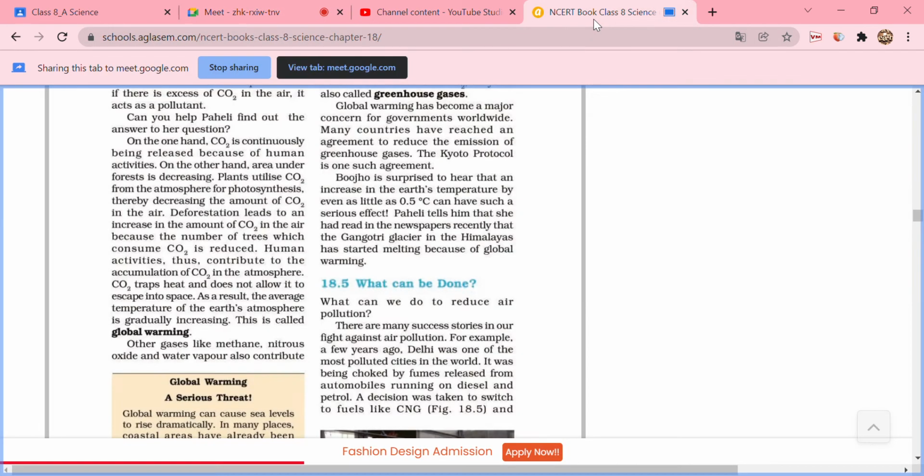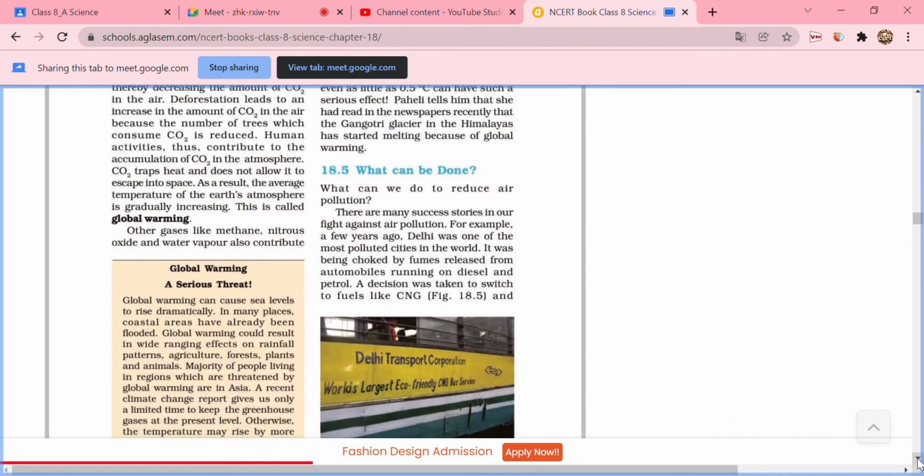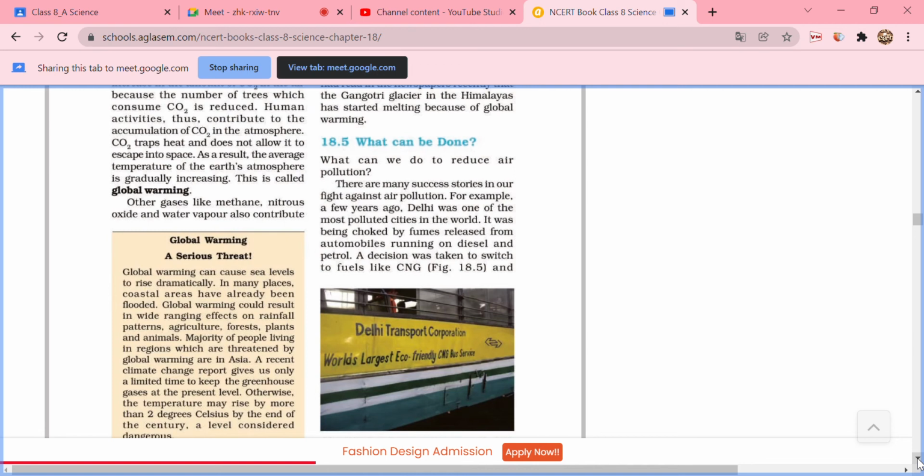Global warming, a serious threat. Global warming can cause sea levels to rise dramatically in many places. Dramatically means what is happening due to global warming? The temperature is increasing, and what will happen? It will help to melt the glaciers, and as a result, the sea level will increase. Okay. Now continue.